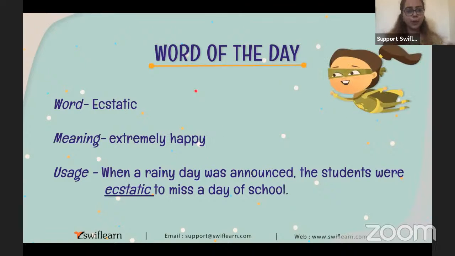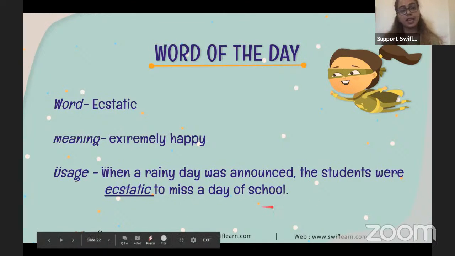Okay. The word of the day is ecstatic. Ecstatic means to feel very happy, when you are extremely happy. Now look at how we use it in a sentence. When a rainy day was announced, the students were ecstatic to miss a day of school.